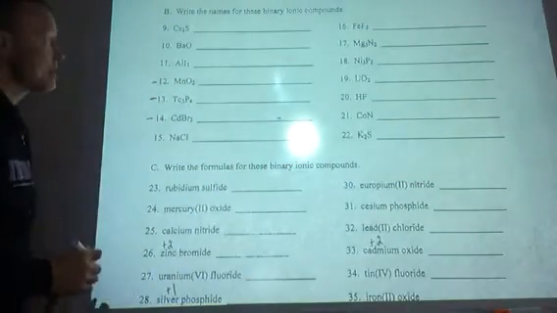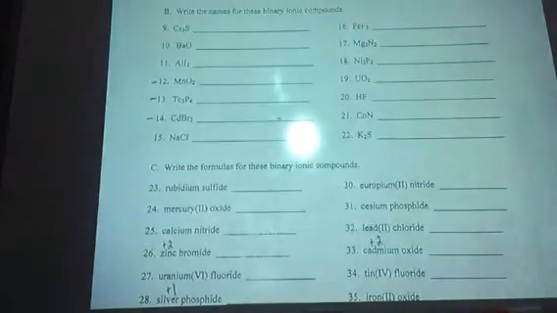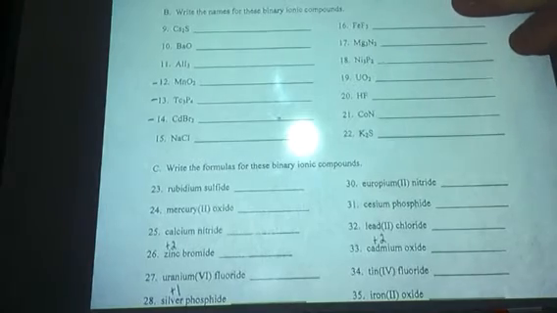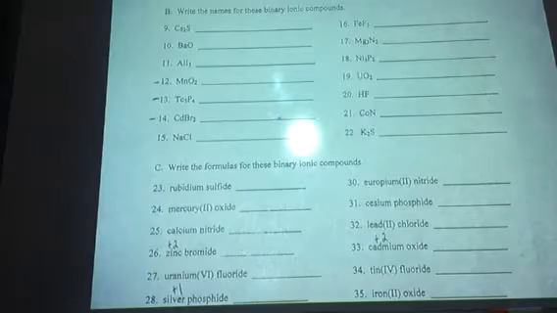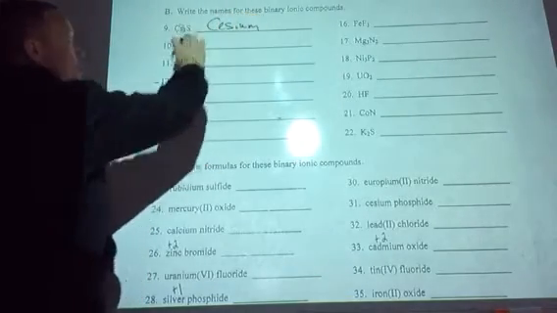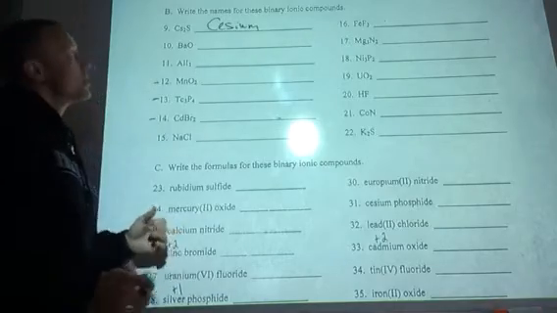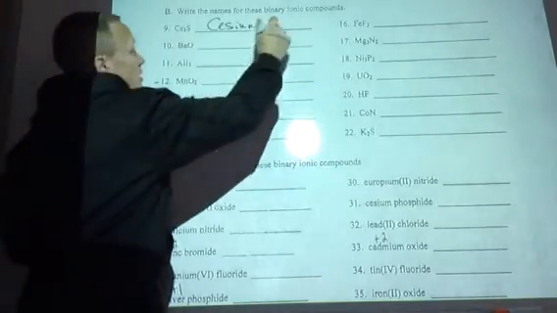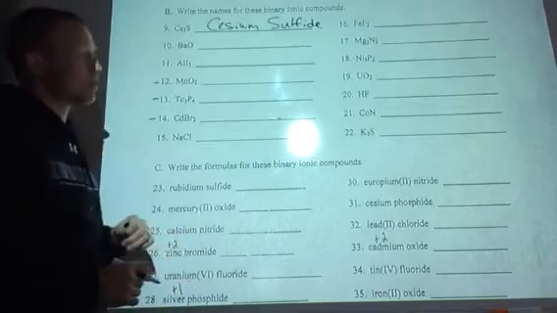So writing names for them is not real difficult. Sorry, my paper's a little bit sideways. So writing the names of them, just write the name of the first element. So Cs is cesium. The 2 right there does not make a difference to you. Paper's still pretty crooked. And then write the name of the second element, but change the ending. So sulfur becomes sulfide. Okay, sulfur becomes sulfide in that case.